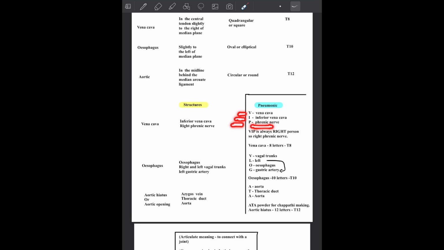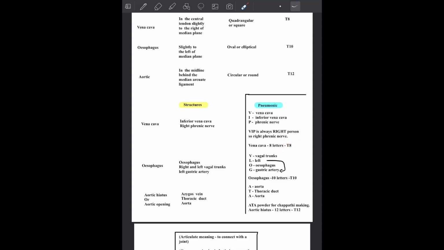Next one is the esophagus. So the word vena cava contains 8 letters: 1, 2, 3, 4, 5, 6, 7, 8. So 8 letters, and it is located at the vertebral level T8.